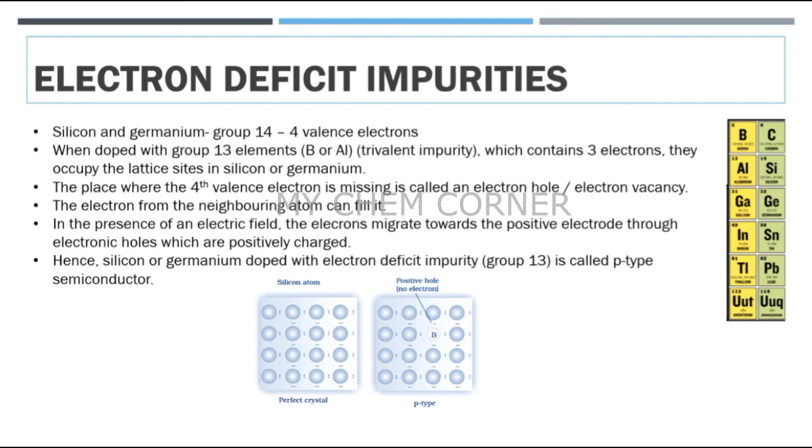So what is the reason why there is conduction of electricity? It is because of an electron hole. It is because of an electron vacancy. What is the charge of the vacancy? Vacancy meaning it is always lesser, which means positively charged.